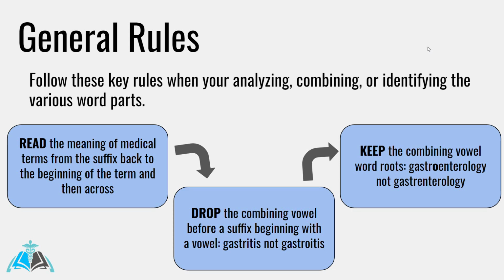Next, you want to drop the combining vowel before a suffix beginning with a vowel. In this example, we have gastroitis, which is essentially how you would say the word. But since the suffix itis begins with a vowel, you drop the combining vowel, which brings us back to our original root, gaster. So instead of saying gastro, the combining form of that root, you would just say gaster, only because the suffix begins with a vowel. If the suffix doesn't begin with a vowel, then you would use the combining form if applicable.